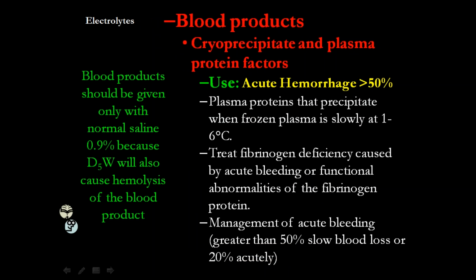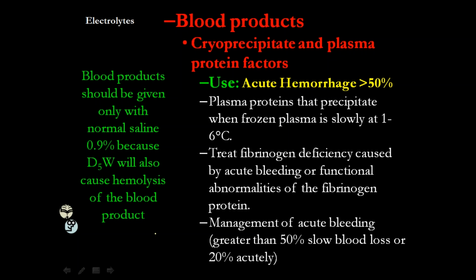All right, so as we mentioned here, blood products should be given only with normal saline solution, 0.9%, because dextrose 5% in water can actually cause hemolysis with any blood product.